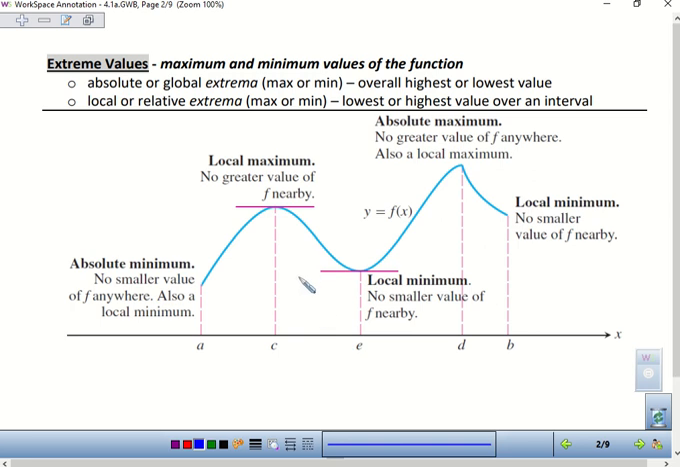So a lot of maximums and minimums occur where the derivative is what? If it's completely flat, the derivative is 0, because the slope is 0, right? Derivative is slope. So that's often where we can find local or absolute mins and maxes.